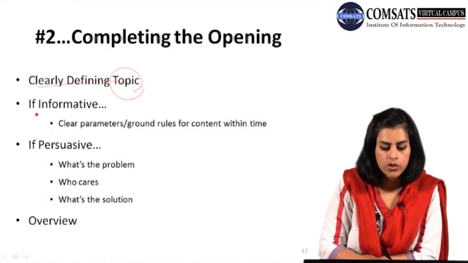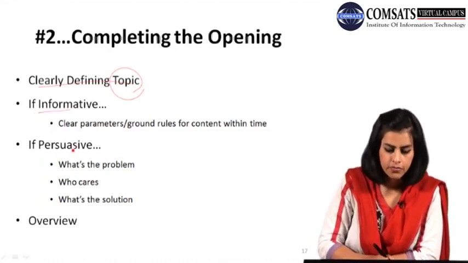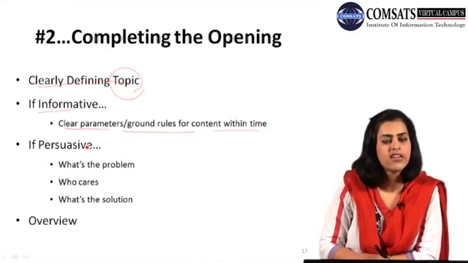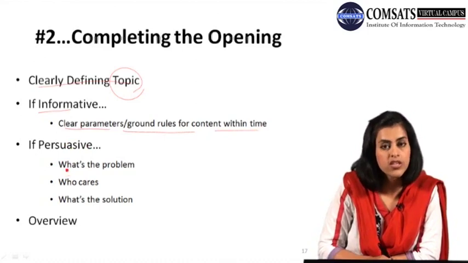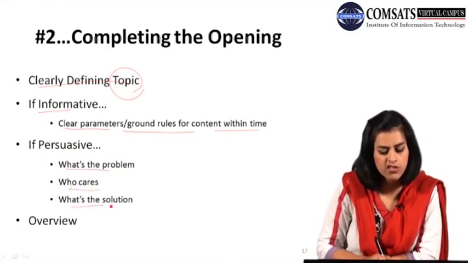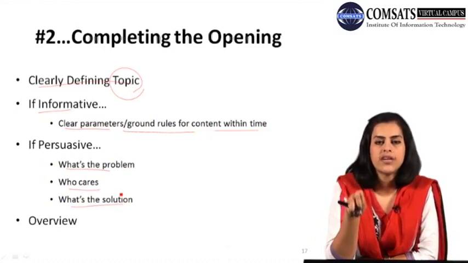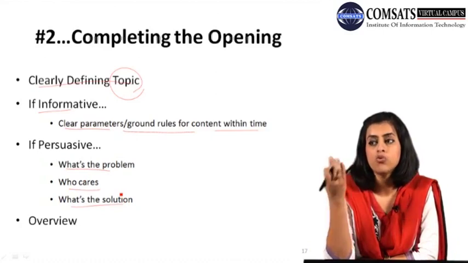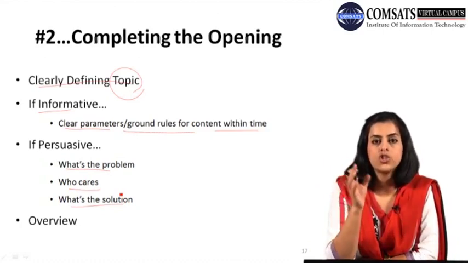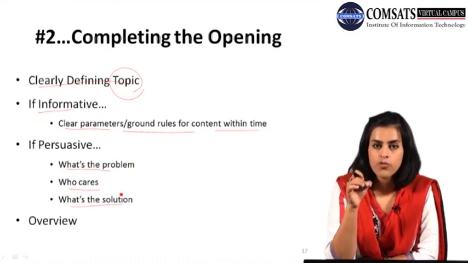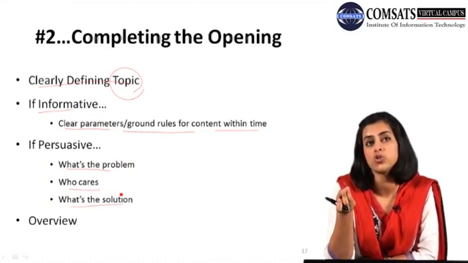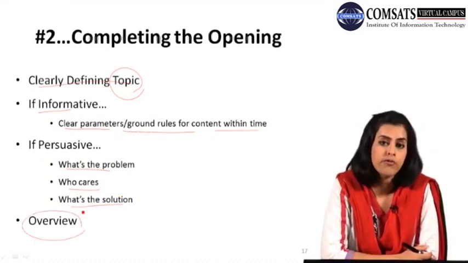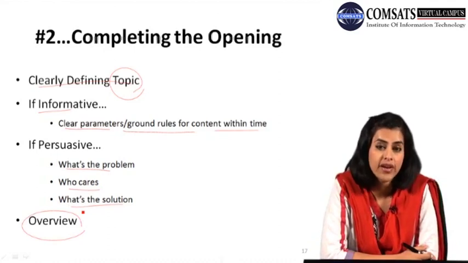If your topic is going to be informative, you are going to clearly tell them the parameters and ground rules for content within time. If it is going to be persuasive, you are going to talk about what the problem is, who cares, and what the solution is. So if you are going to persuade someone, you would tell them what exactly the problem is. Who exactly cares? If the audience cares, then you are going to talk about the solutions of that very problem that interests or tries to get the attention of the audiences.